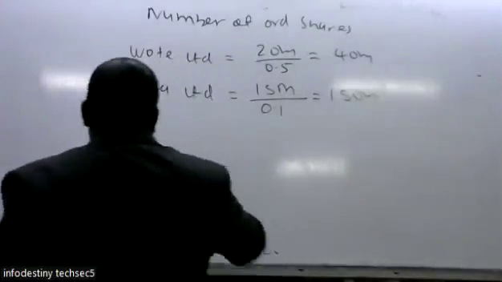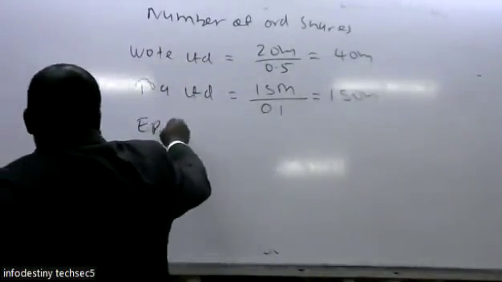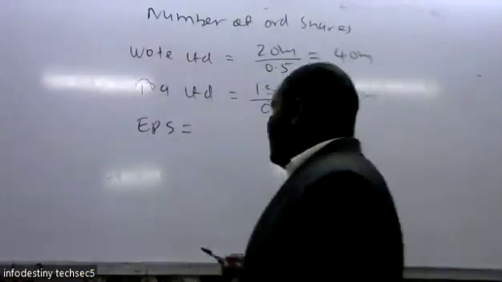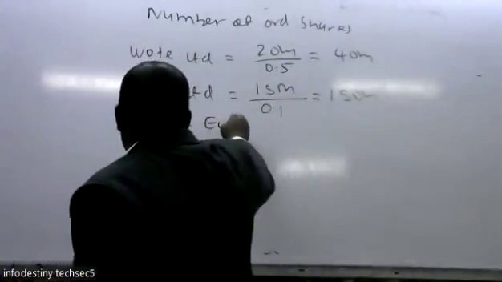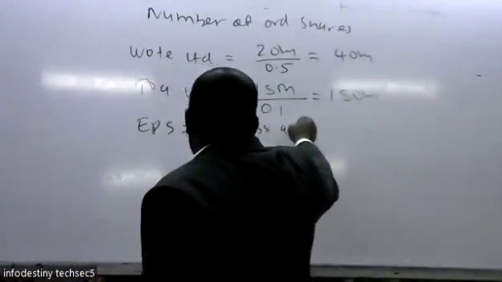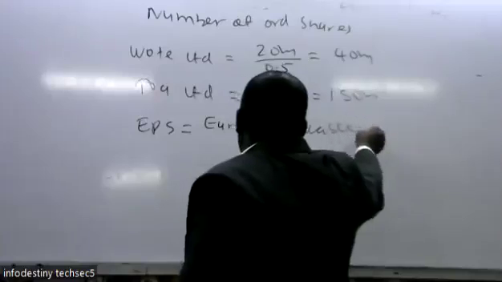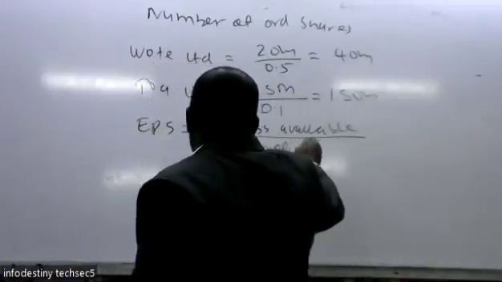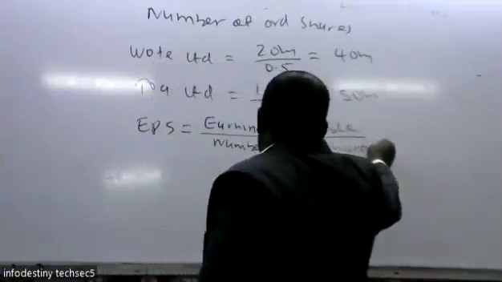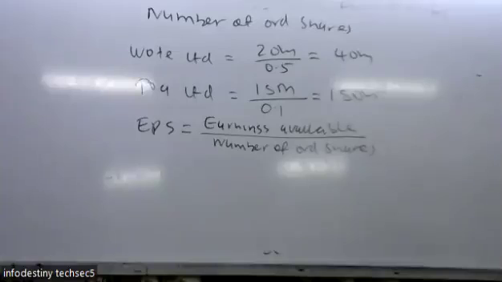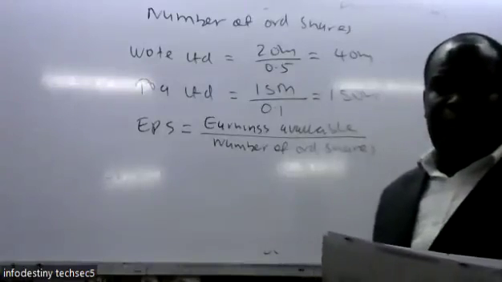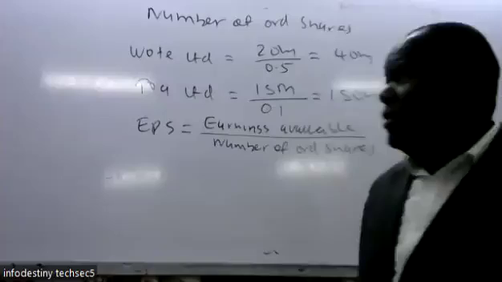We also calculate earning per share for each company. To get the earning per share for each company, it is earnings available divided by the number of the ordinary shares. Earnings available is what I referred to as profit attributable to the ordinary shareholders.